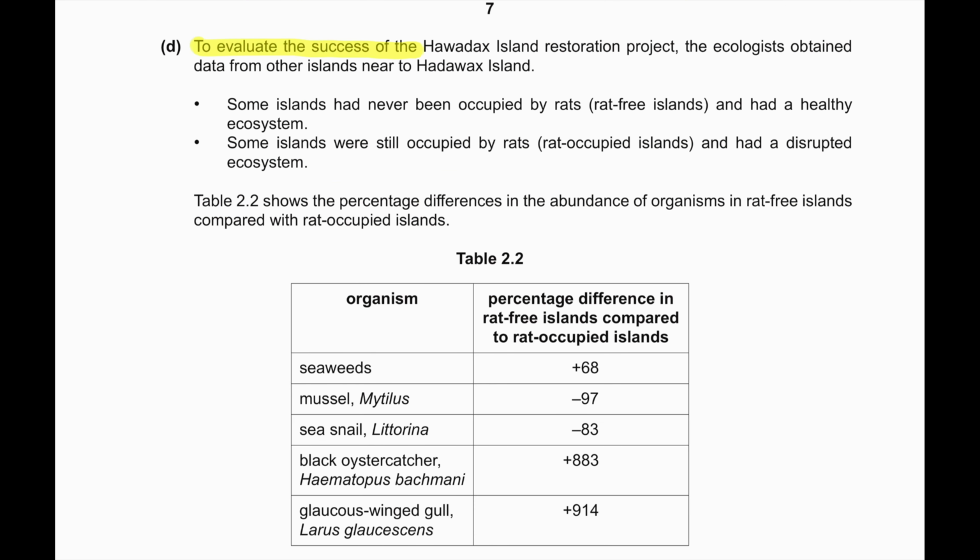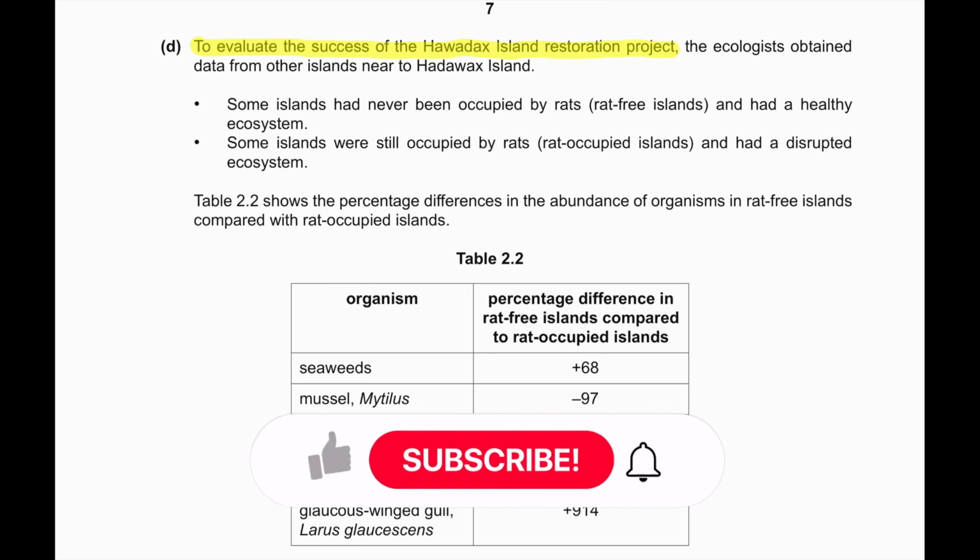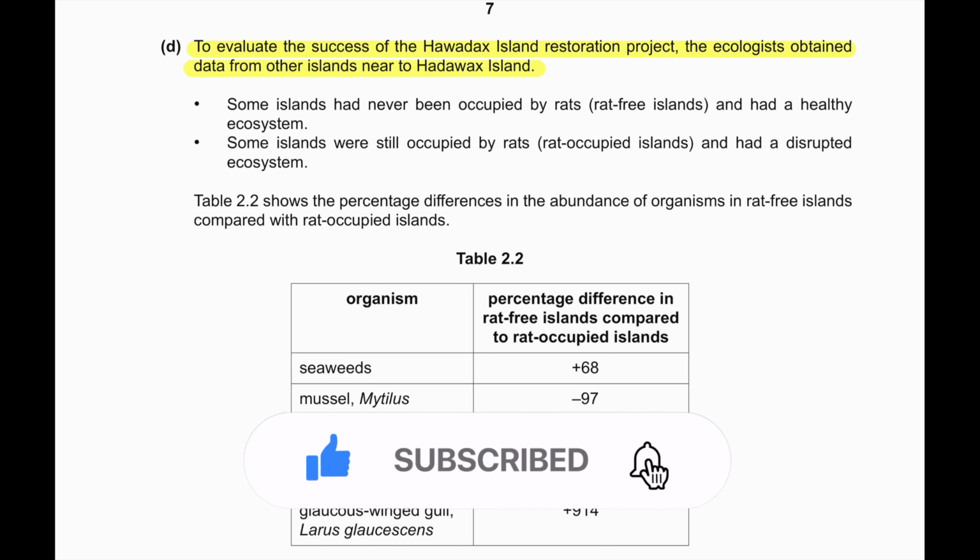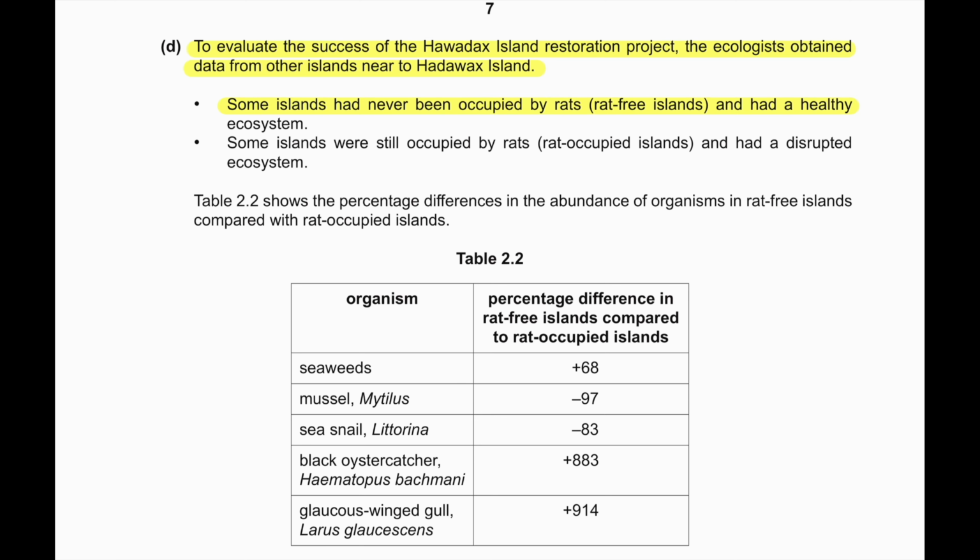To evaluate the success of the Hawadex Island restoration project, the ecologists obtained data from other islands near Hawadex Island. Some islands had never been occupied by rats; these rat-free islands had a healthy ecosystem. Some islands were still occupied by rats, and rat-occupied islands had a disrupted ecosystem. So we can see the presence of rats causes a disrupted ecosystem, and the absence of rats, on the rat-free islands, creates a healthy ecosystem.